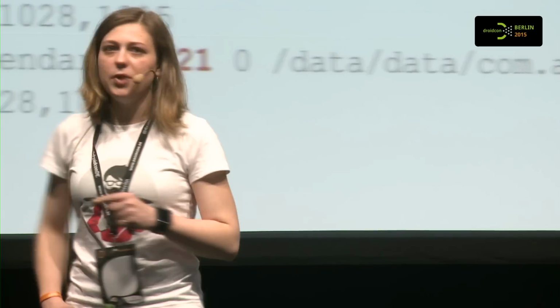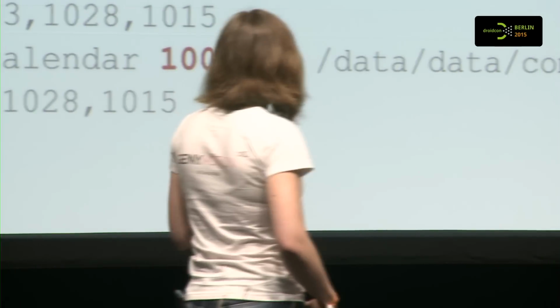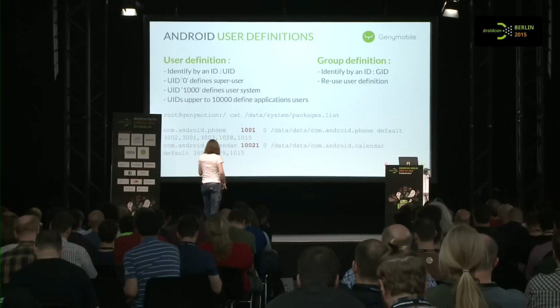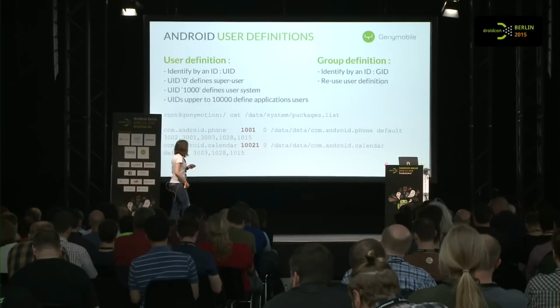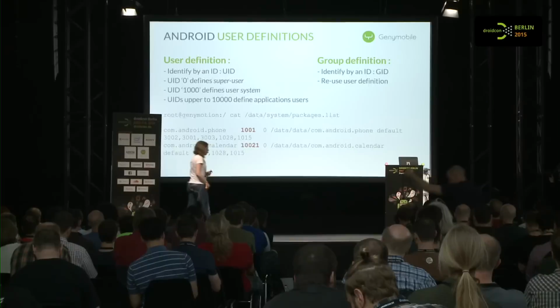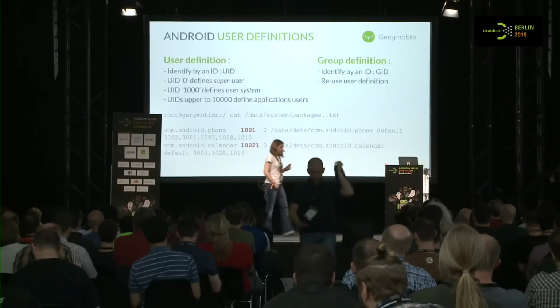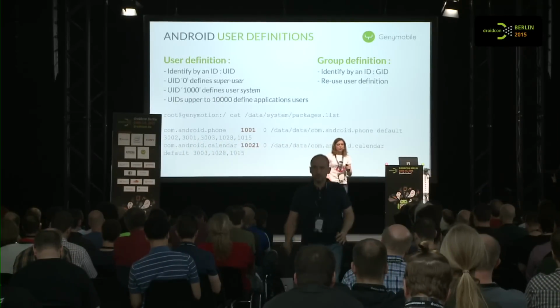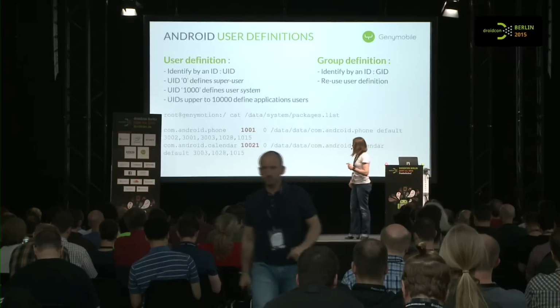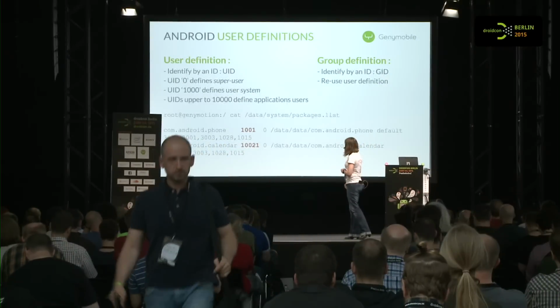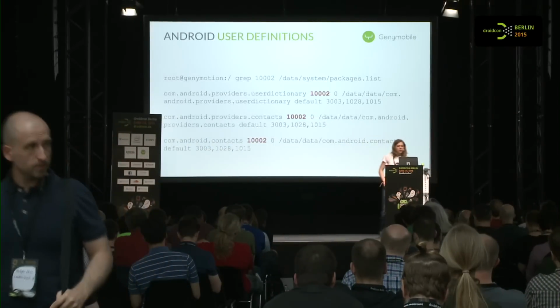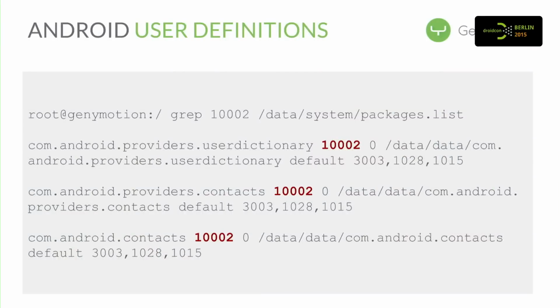These values are the same. They use the same values for the GID for the groups, okay? And that is when you can see there is a file in your system which stores the UID of your application and the GIDs.